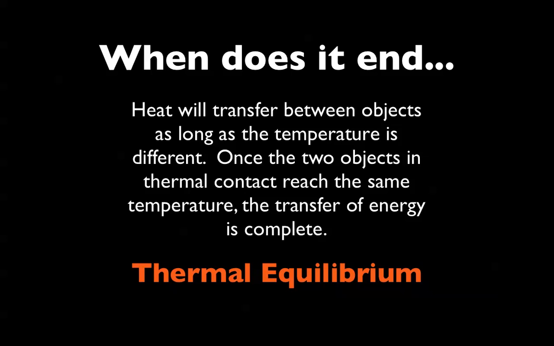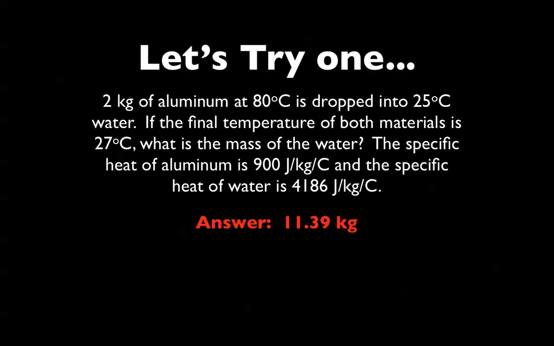All right, so I'm going to start using these terms more often, so I want you to understand what they are so you don't get lost trying to figure out what these terms mean while I'm using them in context of other things. All right, so let's try one. Let's see how you do with it. Okay, you have 2 kilograms of aluminum at 80 degrees is dropped into 25 degree water. Okay, so you're taking a block of aluminum that's hot and you're putting it in a big bucket of cold water. If the final temperature of both materials is 27 degrees, what is the mass of the water?